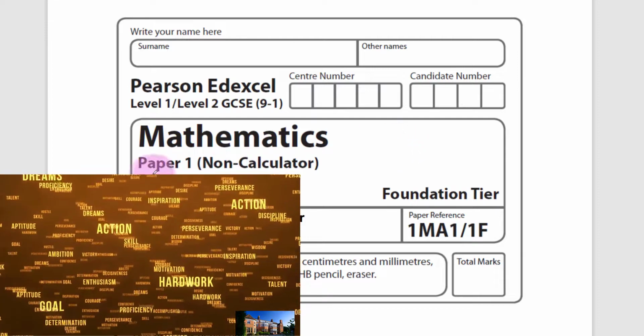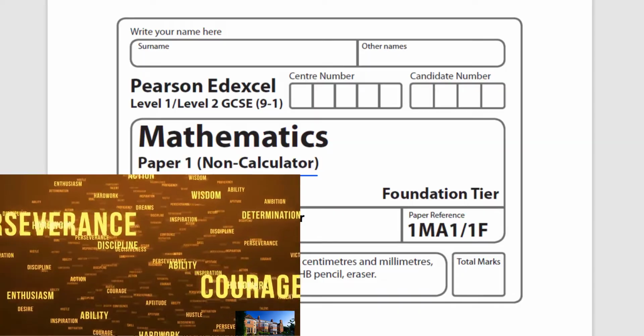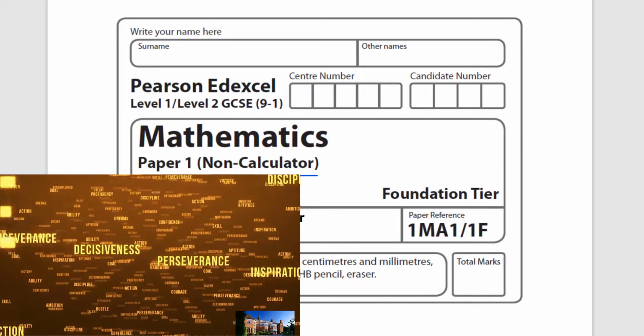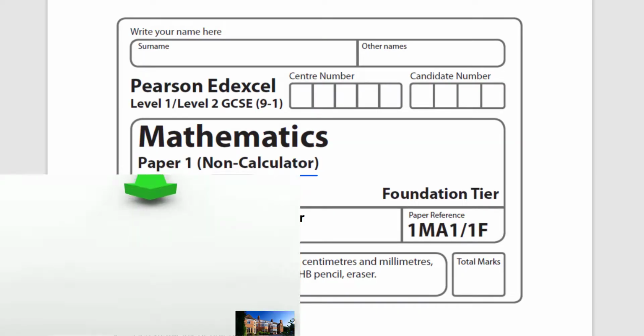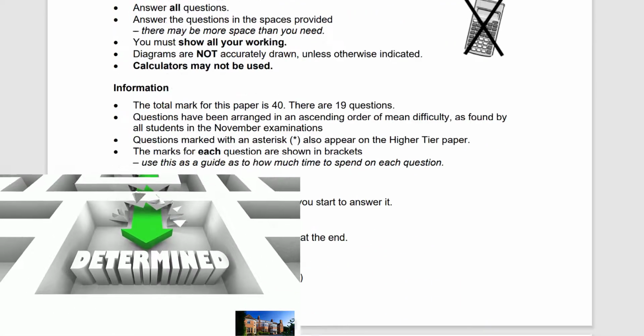Okay, year 11, this is paper 1, non-calculator, aiming for 4, just a quick 45-minute division paper for those of you aiming for a 4. Right, let's have a look.